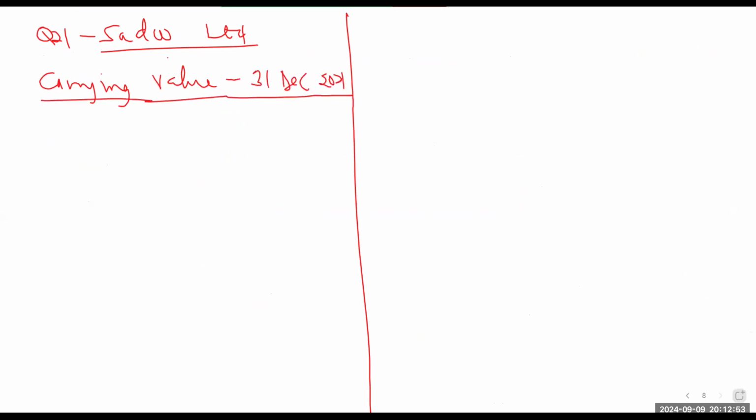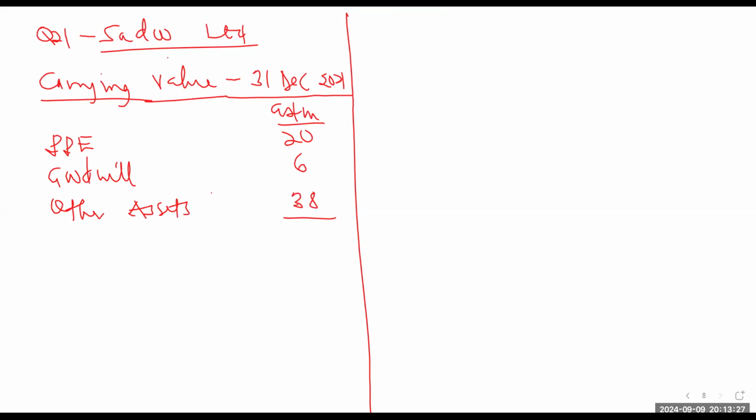What are the assets that we have? Yes. PPE. Plant and equipment. The first one is PPE. Okay, how much is it? 20 million. Okay. Goodwill. Goodwill is what? 6 million. Then we have other assets. Other assets, 38. 38, isn't it? Okay, the total is 64. Okay. So what is the next thing that we have to calculate?